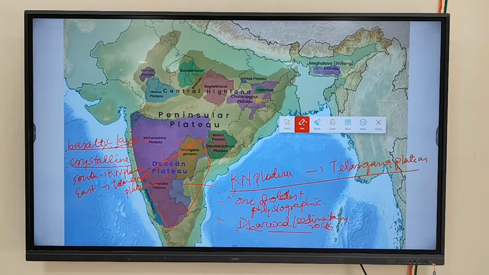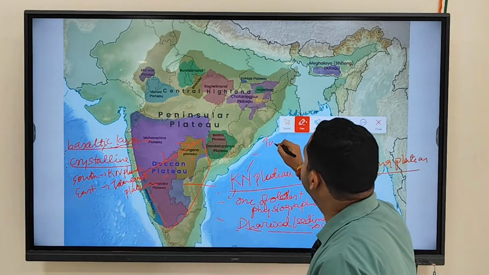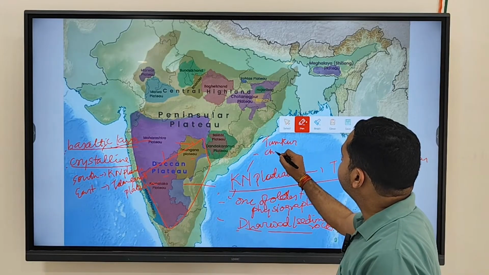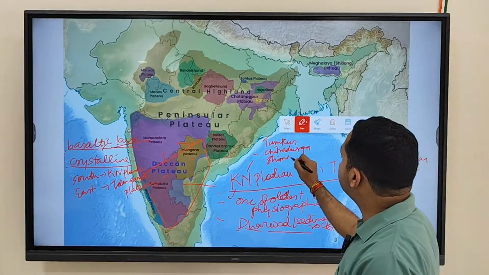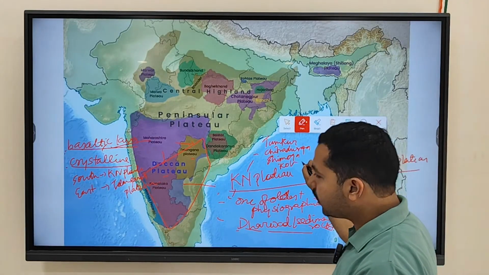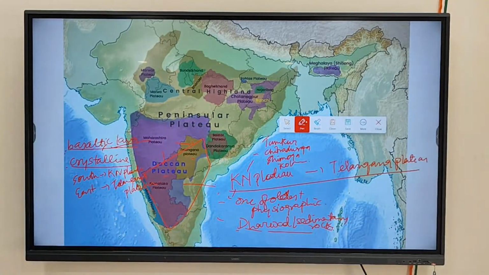As a result, there are some important mineral zones. You'll see Tumkur, Chitradurga, Shimoga, Kolar. All these are important mineral zones. A lot of minerals are extracted from this region. Even Chikmagalur is very rich in minerals. You can derive iron, you can derive limestone, all these things. So this is the important thing to keep in mind with regard to the Karnataka plateau. Any doubt regarding that?